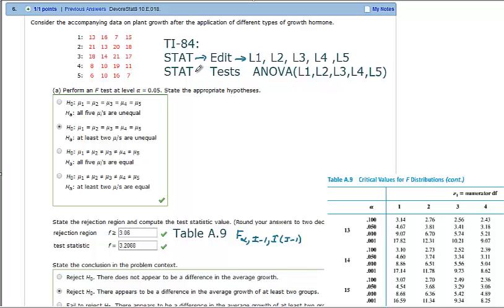Then I did stat, went to test, then went to ANOVA. The reason I did number 6 first is that your calculator does ANOVA analysis, but it only does it with data points. I'm not sure why they don't have it programmed to do it when given the statistics, but they don't. So we'll have to do those by hand.